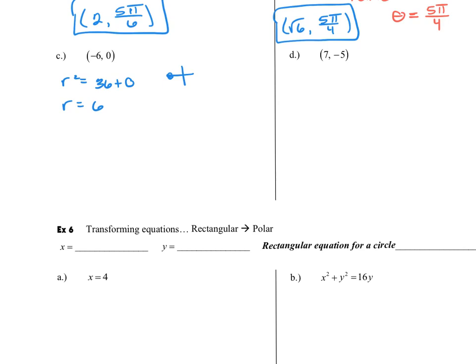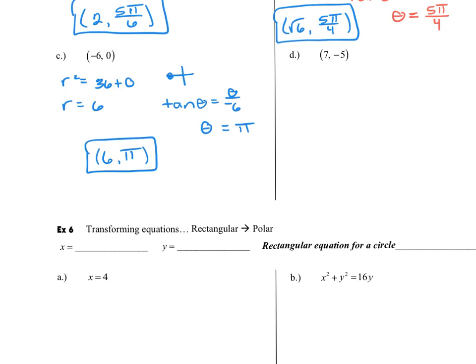So I could go through the tangent exercise, tangent theta, 0 over negative 6, but I can clearly see exactly what my theta is supposed to be, so I didn't necessarily need to do it on this one. It's going to be pi. So our point in polar form is 6 comma pi.